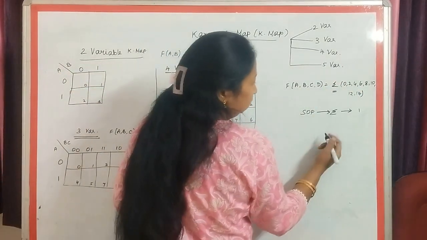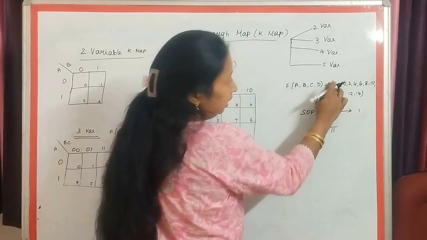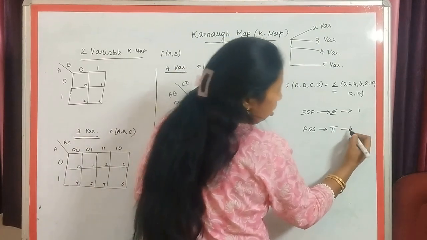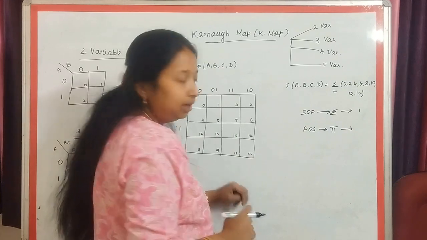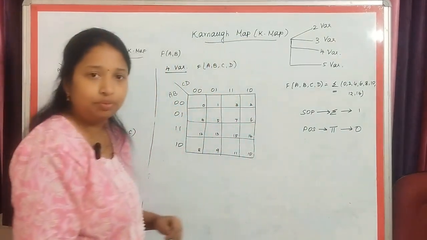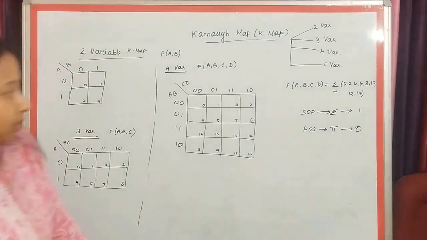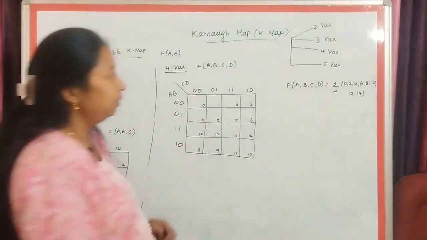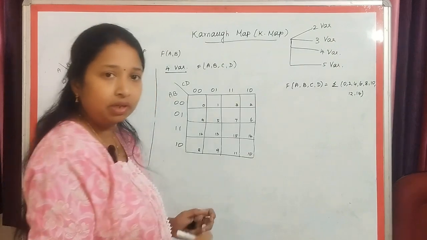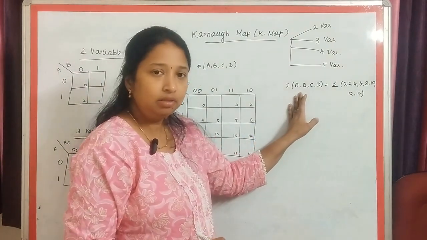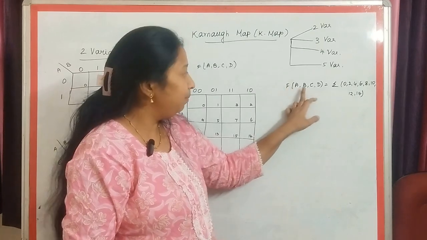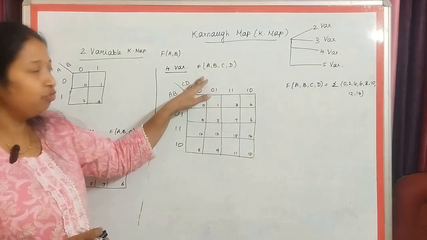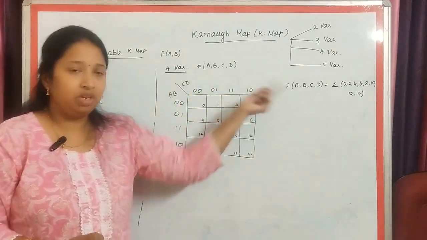Clear? Suppose if you have a pi in the place of sigma, then it means it is a POS. So for a POS, all the numbers that are given inside your bracket have to be represented with a 0. Clear? Let's solve the problem for POS and SOP. For now, let's take SOP alone. Sigma meaning SOP. Now, how many variables are here? There are 4 variables, A, B, C and D. So which K-map will you be choosing? You will be choosing 4 variable K-map because you have got 4 variables here.